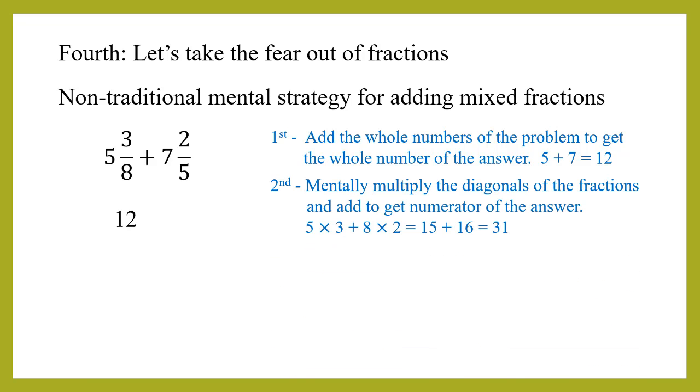Second, mentally multiply the diagonals of the fractions and add to get the numerator of the answer. So we take 5 times 3 is 15, plus 8 times 2, which is 16. 15 plus 16 is 31.